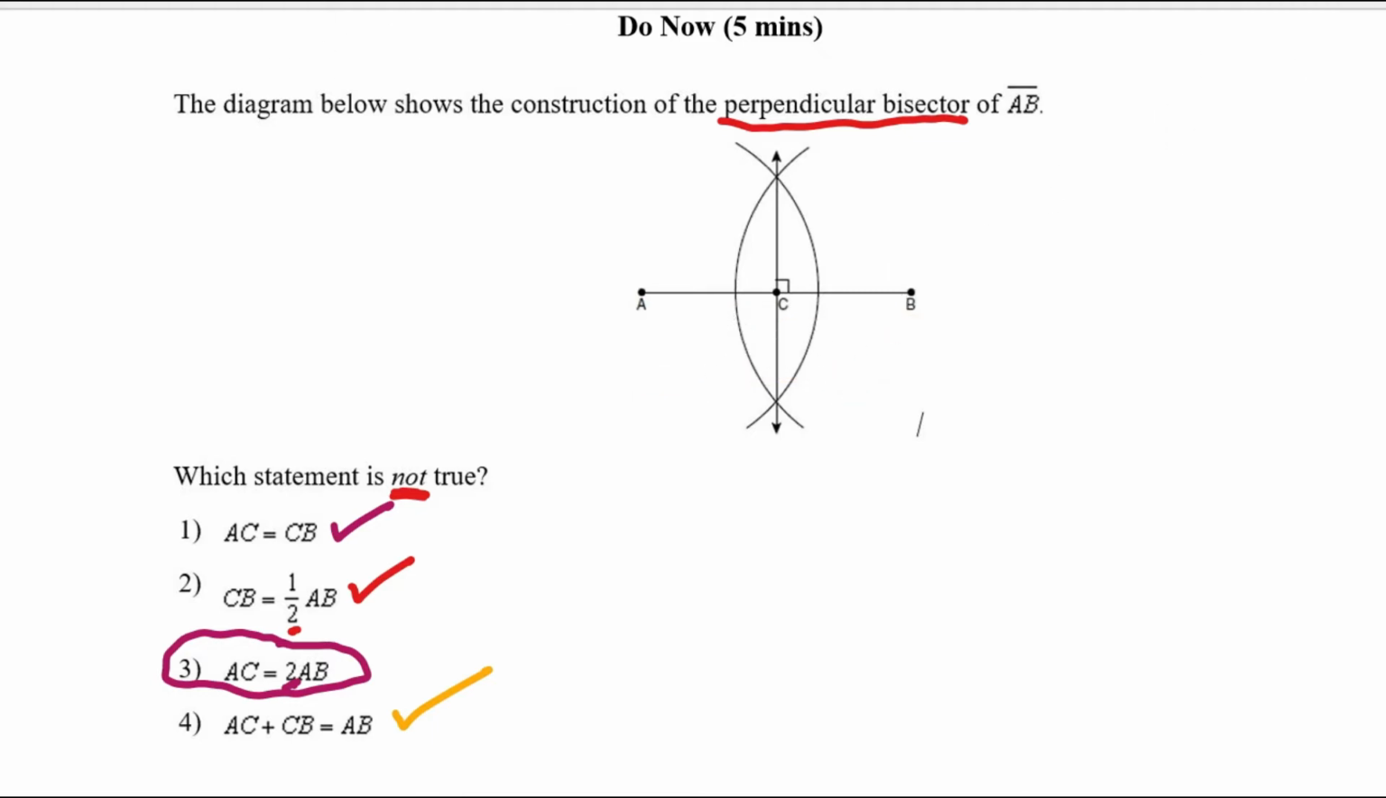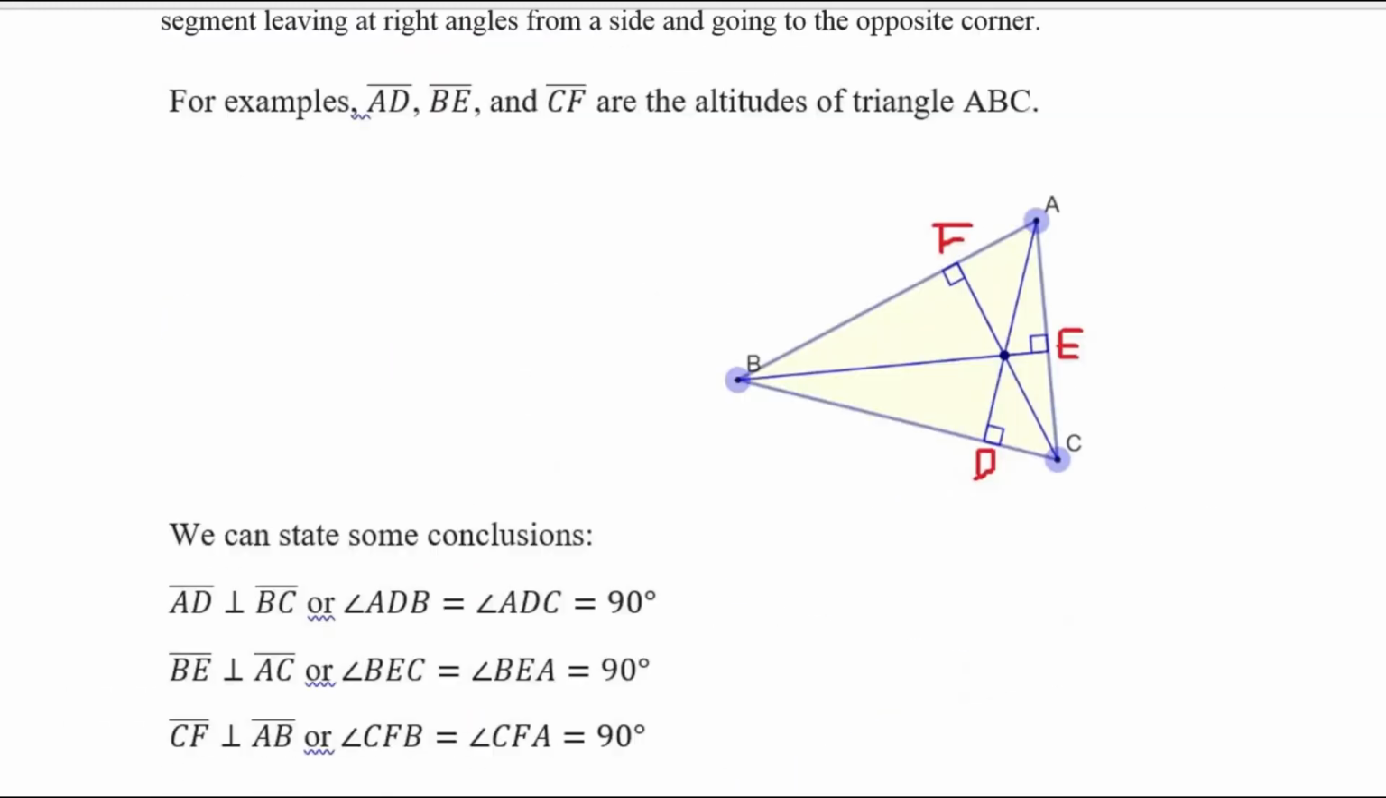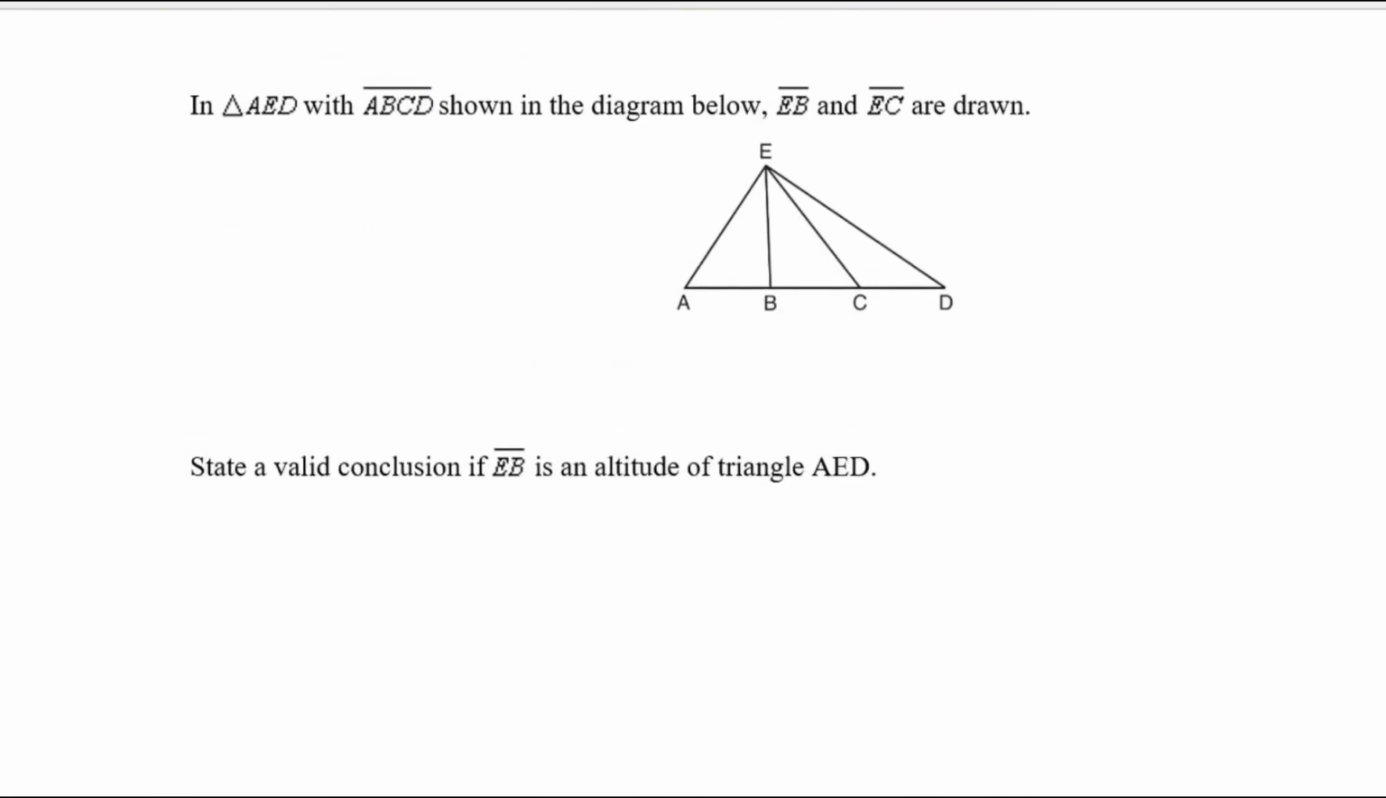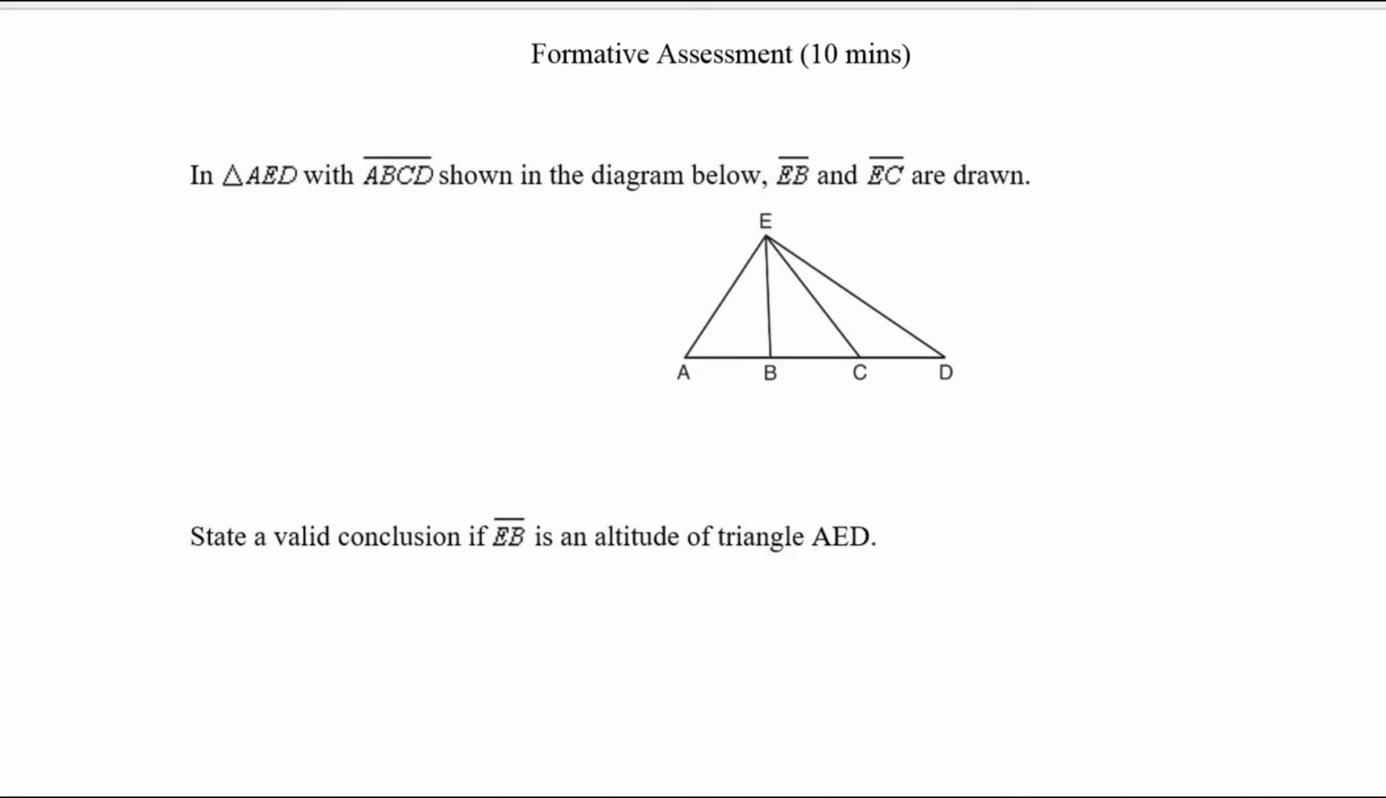All right, let's scroll down to the bottom. We talked all about this earlier. In some classes I got through the formative assessment, but some classes I didn't, so I'm just going to go over it together. It says in the formative assessment: in triangle AED with ABCD shown in the diagram below, EB and EC are drawn. State a valid conclusion if EB is an altitude of triangle AED.